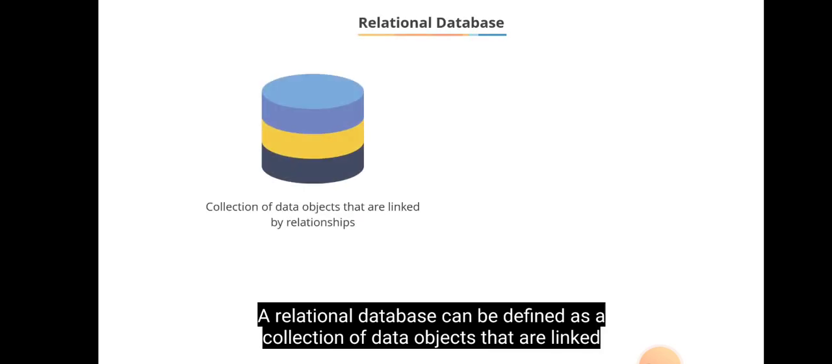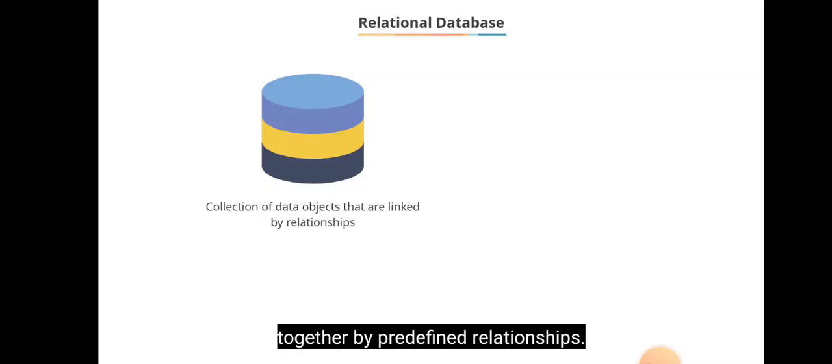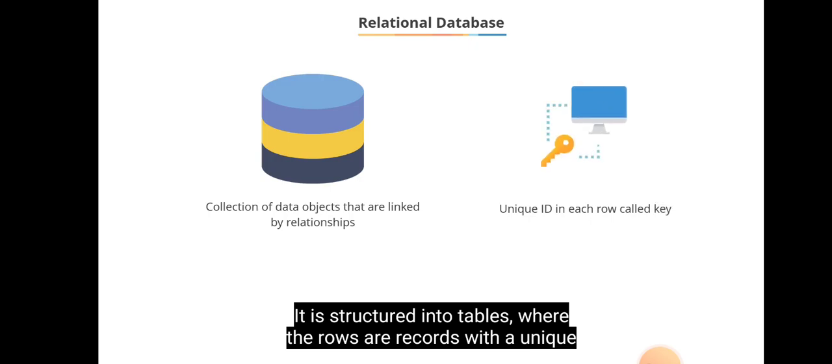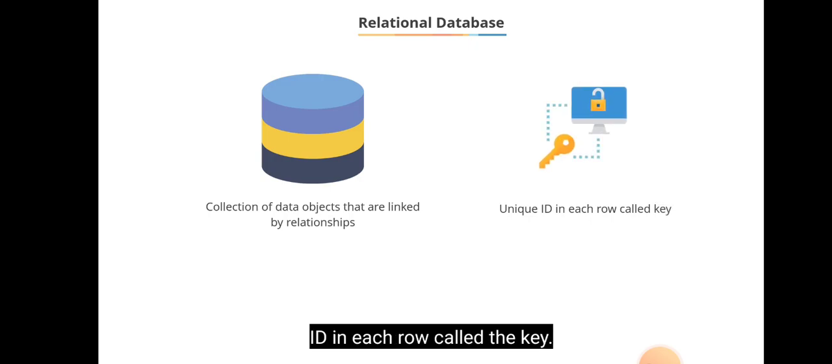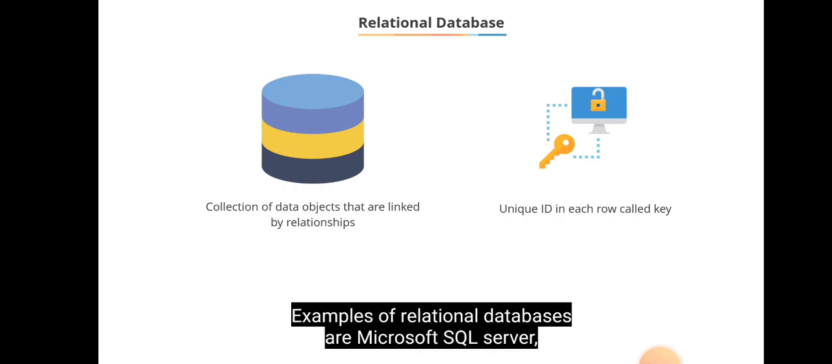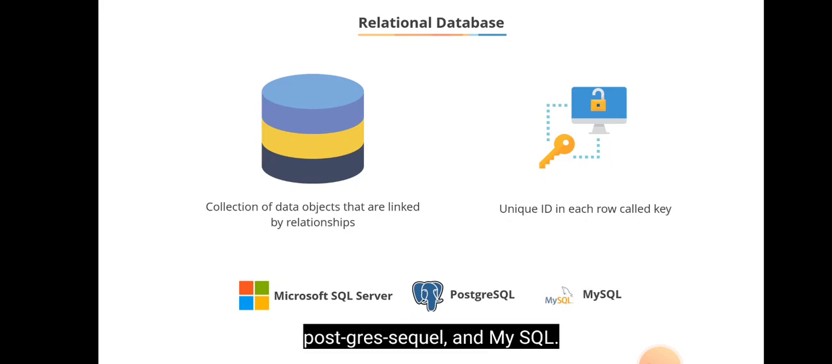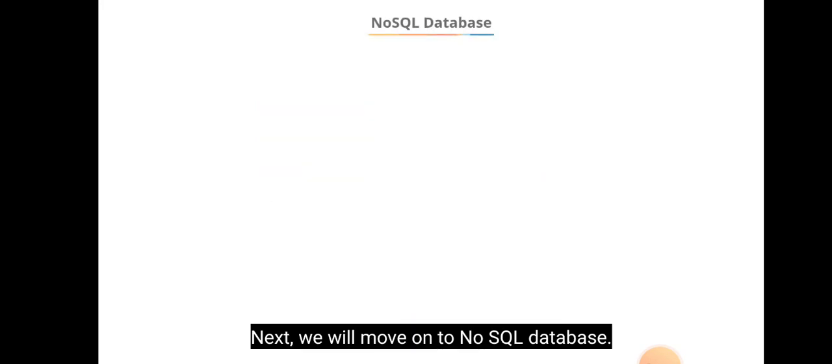A relational database can be defined as a collection of data objects that are linked together by predefined relationships. It is structured into tables, where the rows are records with a unique ID in each row called the key. Examples of relational databases are Microsoft SQL Server, PostgreSQL, and MySQL. Next, we will move on to NoSQL database.